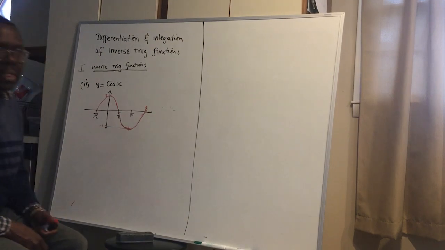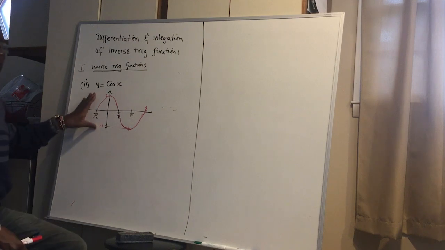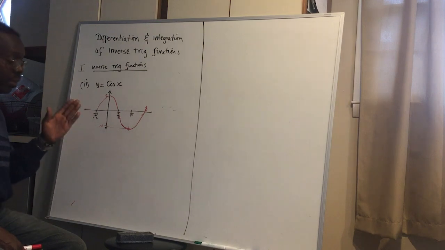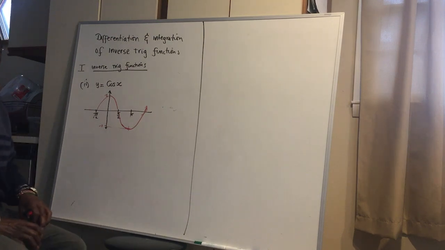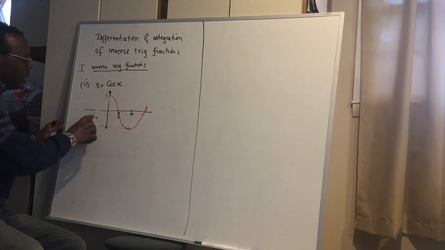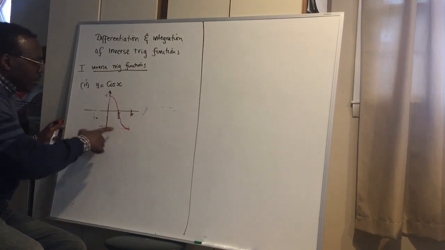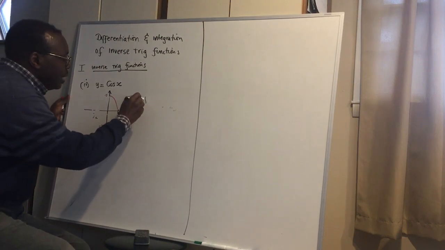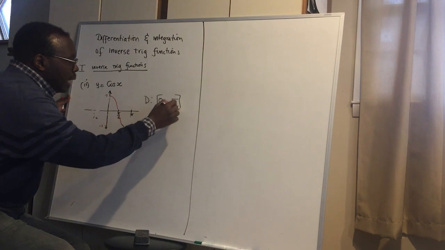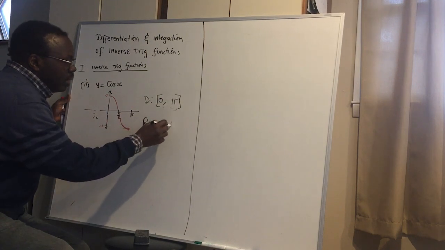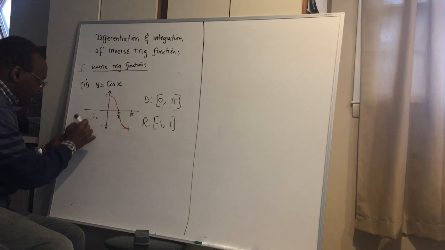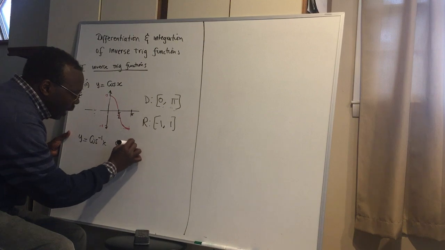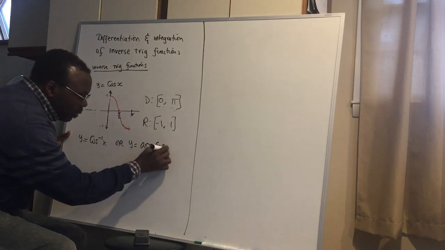The second one is the inverse of cosine x. This is the graph of cosine x. And just like sine x, it's not a one-to-one function because it will fail the horizontal line test. But if we restrict its domain to, let's say, 0 to pi, that part will pass the horizontal line test. So the restricted domain is from 0 to pi. The range is negative 1 to 1. Its inverse is cosine inverse of x, or y is equal to arccos x.